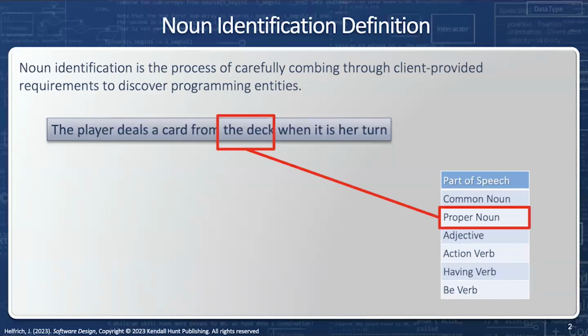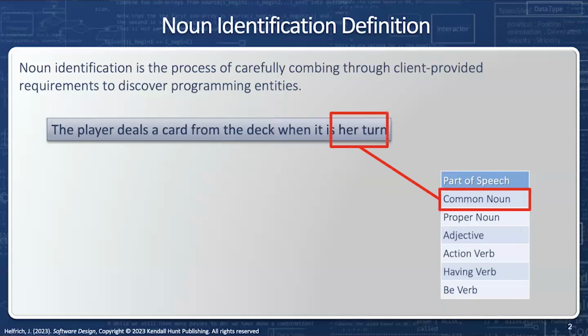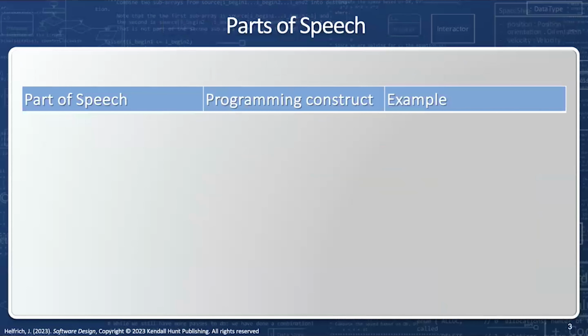And then we have the deck, a specific deck. And so that specific deck is going to be a proper noun, and it's going to be a variable or an object. And then it is her turn, and that her turn is a common noun. A turn is something we're going to have to represent, and this is probably going to be a class or something like that. So let's take a look at the different parts of speech.